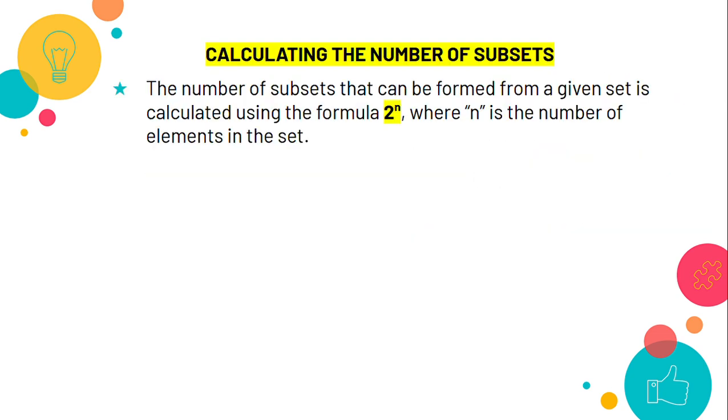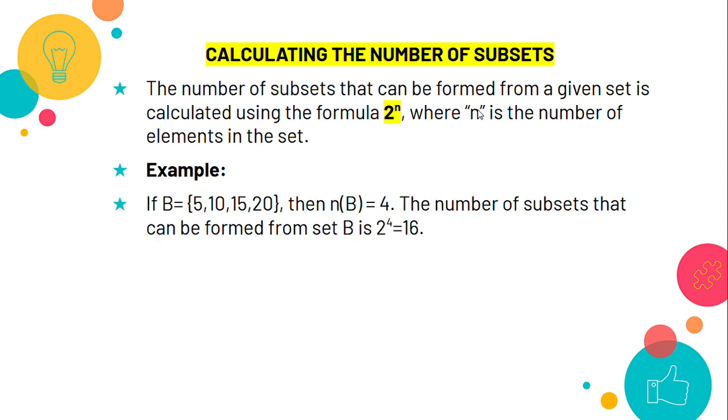Now, to work out the number of subsets that we can form from a given set, we use this formula: 2 to the nth power, where n is just the number of elements in the set. So if we're given a set, for example, B, which contains the elements 5, 10, 15, and 20, then we can see clearly that the number of elements in B equals 4. Now, to determine how many subsets we can create, we will find 2 to the 4th power, and that gives us 16.